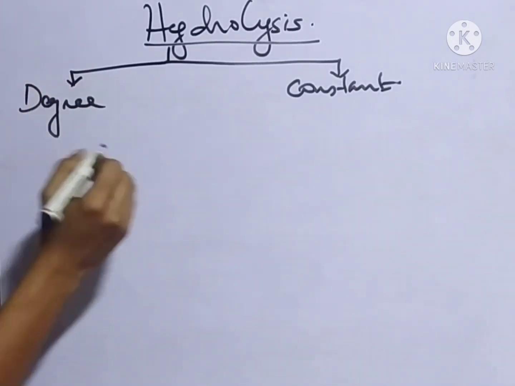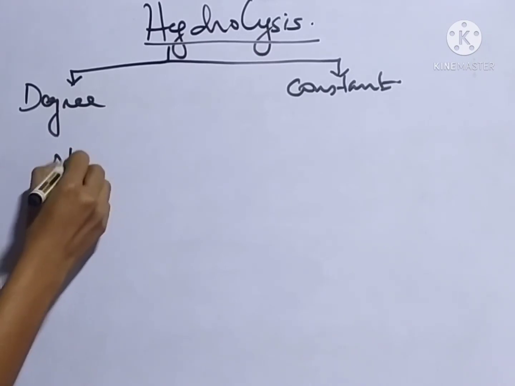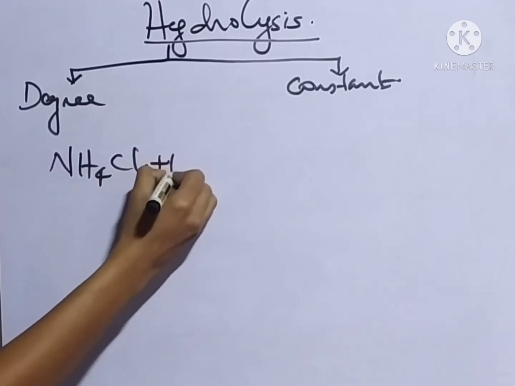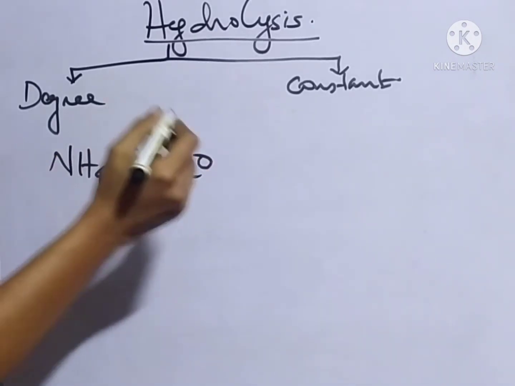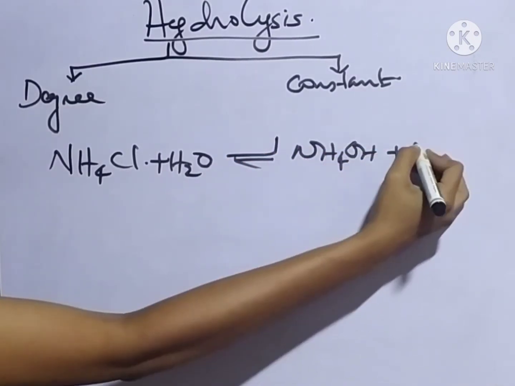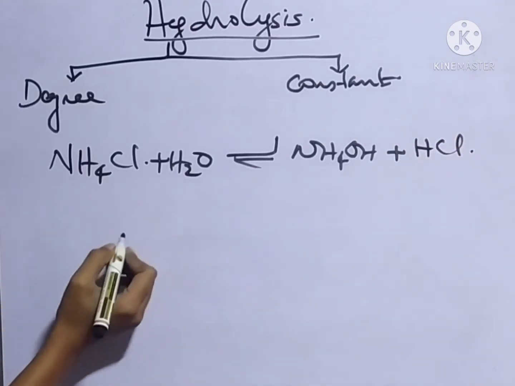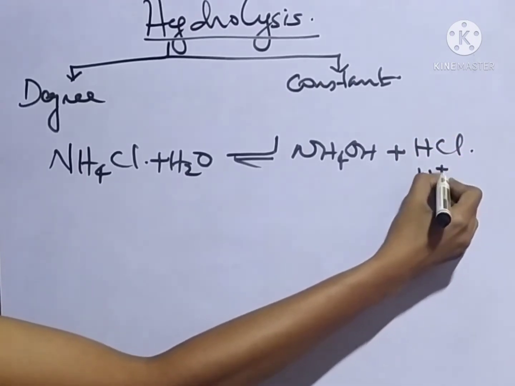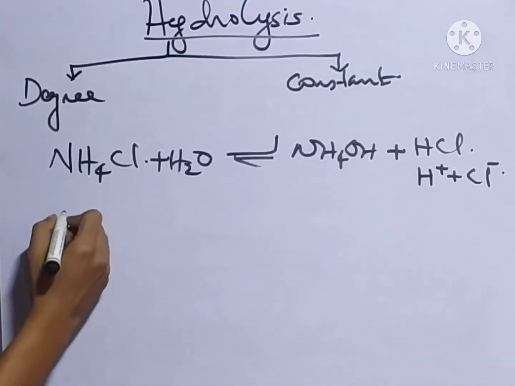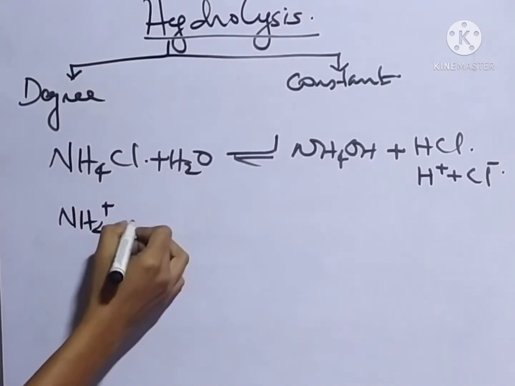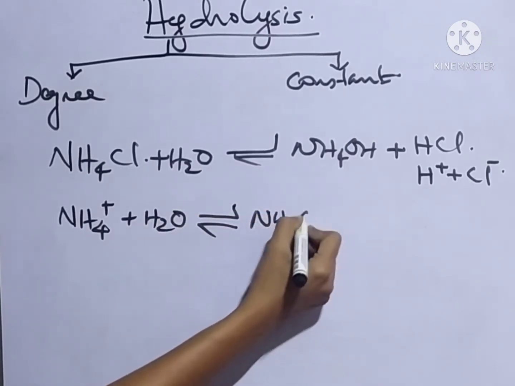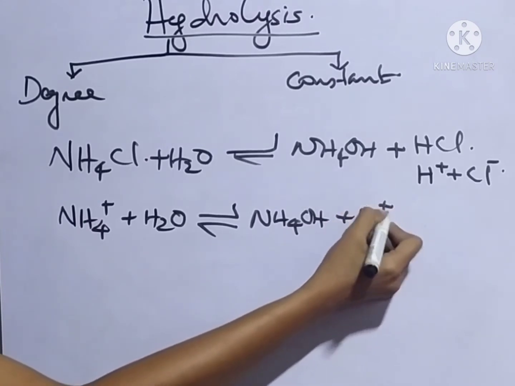Okay, let us take an example. Now I am going to hydrolyze ammonium chloride. If we hydrolyze ammonium chloride, we'll get ammonium hydroxide NH4OH and HCl, or we can write it as H+ ions and Cl- ions. So simply we can write it as NH4+, which on hydrolysis gives NH4OH + H+. Right.